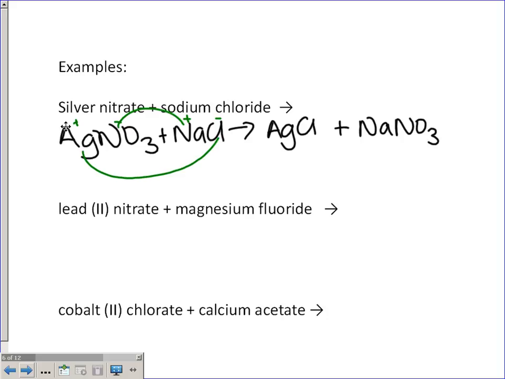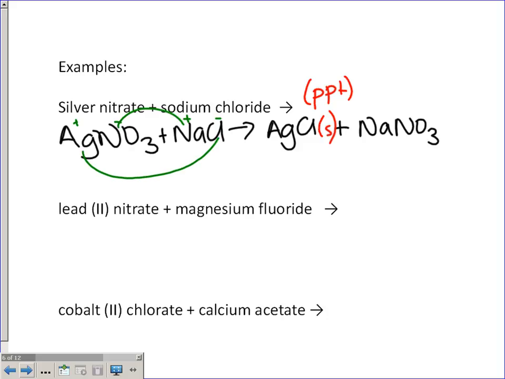So if I check my rules, let's start with silver chloride. Chlorides are going to be in the second bullet under soluble, all chlorides, bromides, and iodides except silver, lead, or mercury. Well, that's silver, so that means it's going to flip-flop, making silver chloride my precipitate. We abbreviate precipitate in a chemical reaction by either putting an S in parentheses or a PPT in parentheses. It doesn't matter which one you use, but you have to identify your precipitate.